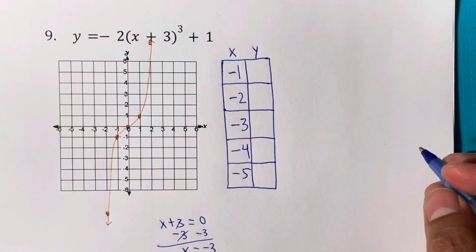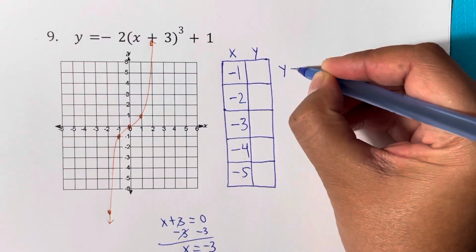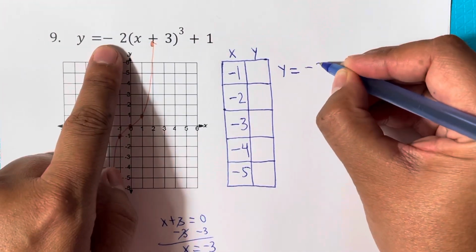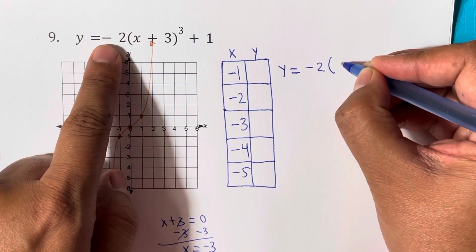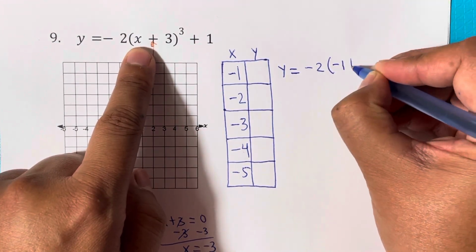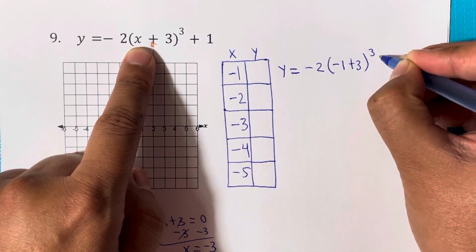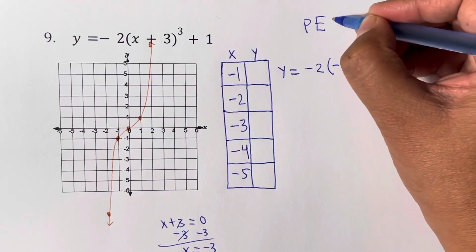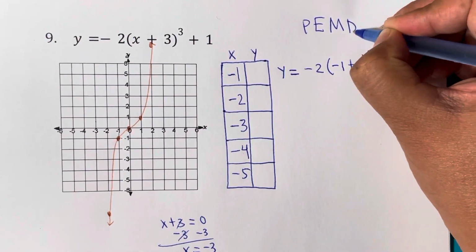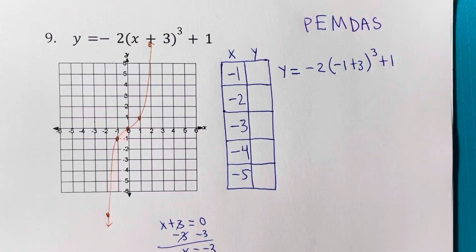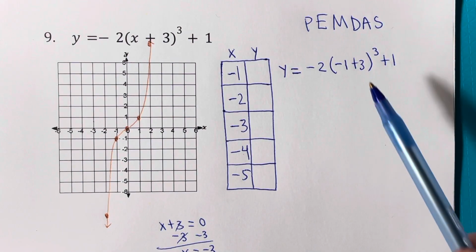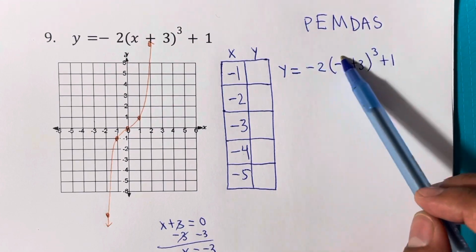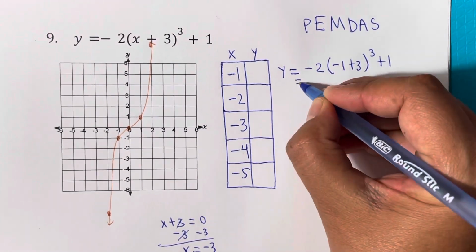So now let's start finding what the values for y will be. So y is equal to negative 2 times the value of x, which is negative 1, plus 3 cubed plus 1. And according to PEMDAS, I guess I should have written it before, but in here we have several operations. That's why I want to keep it in order. PEMDAS says do whatever is inside of the parentheses first. And so I'm going to go down here.